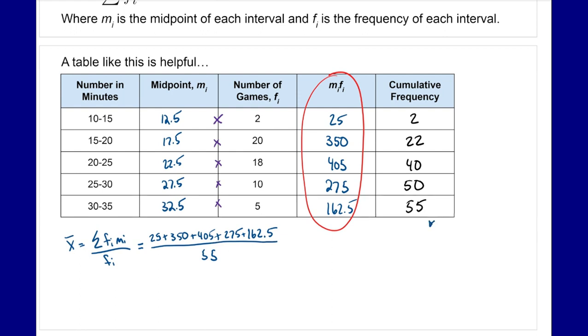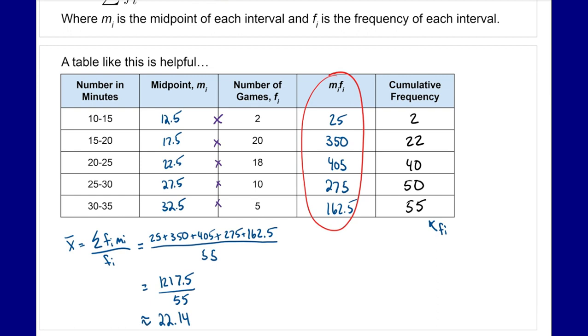So that's right there. That is your sum of fi. And when we go through and calculate, we end up with 1,217.5 divided by 55, which gives us a value of approximately 22.14. So our approximate mean is 22.14.